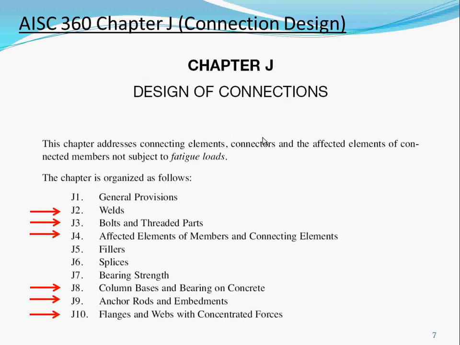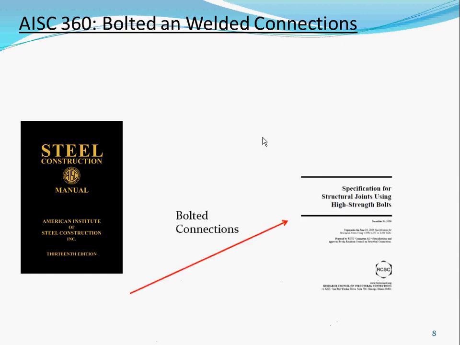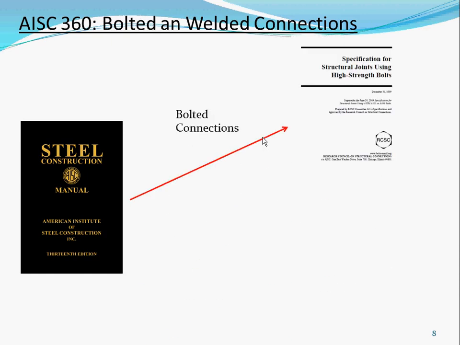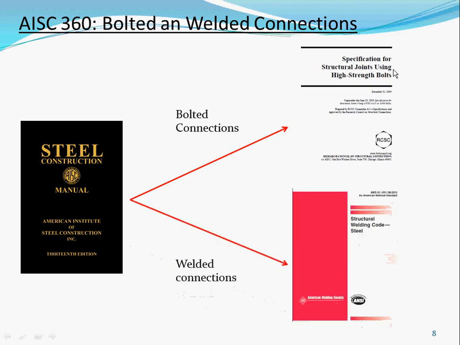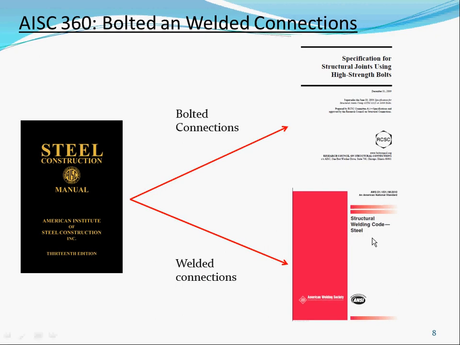I'll say what we're going to highlight: this is Chapter J, the design of connections from the 360. When you come to the 360, like I said, you have to drill down to the different design. When you have bolted connections, they reference a document called the RCSC, Specification for Structural Joints Using High Strength Bolts. For welded connections, they reference the AWS D1.1 for welded steel.